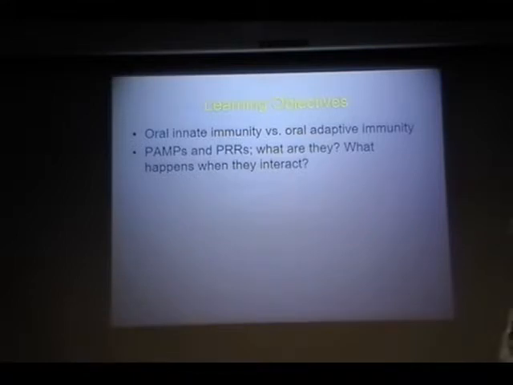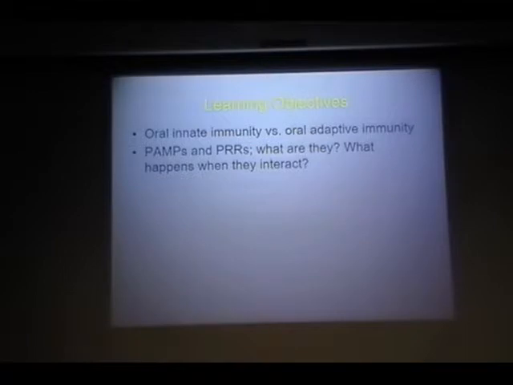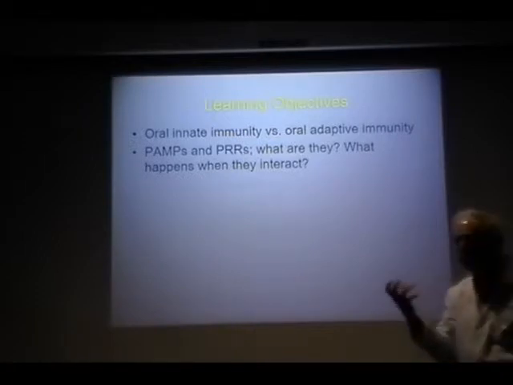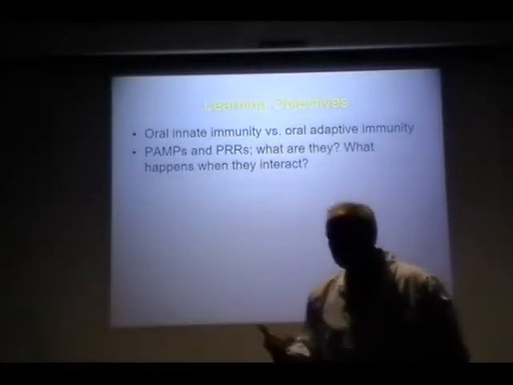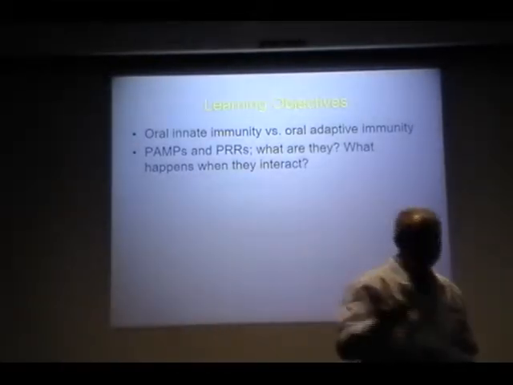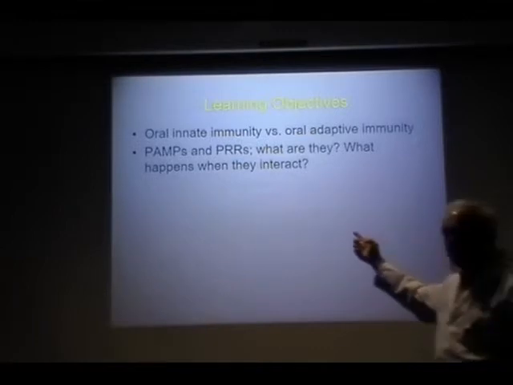Okay, this is really neat. This is, I think, over the last 15 years has really revolutionized our understanding of how inflammation actually occurs. So these pathogen-associated molecular patterns, as you know, are molecules that are not produced by us. They're produced by an organism, by a fungus, by a bacterium, by a virus. And it's recognized by these pattern recognition receptors.